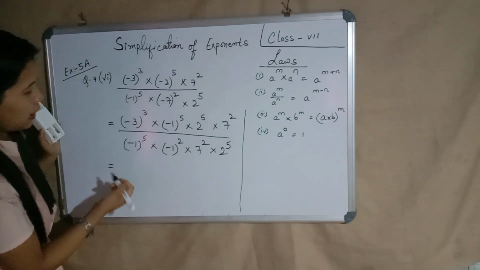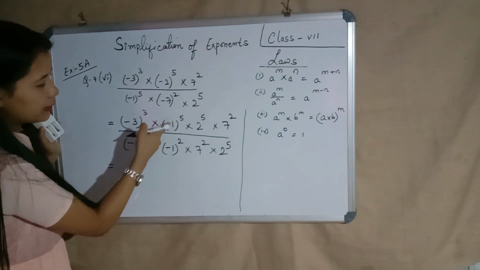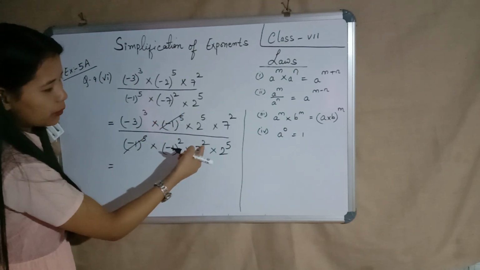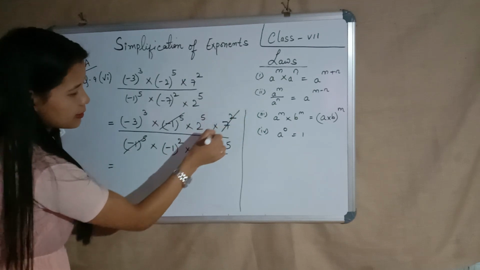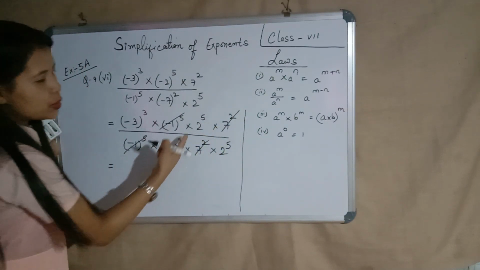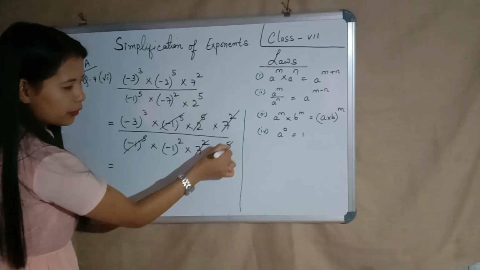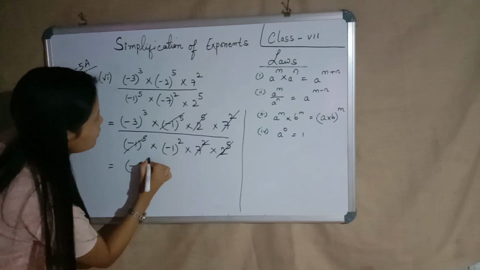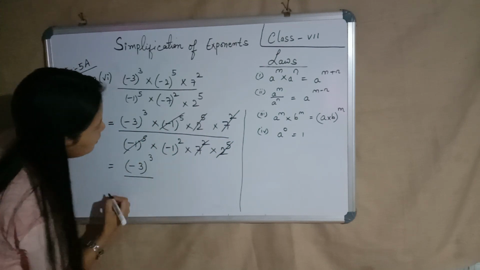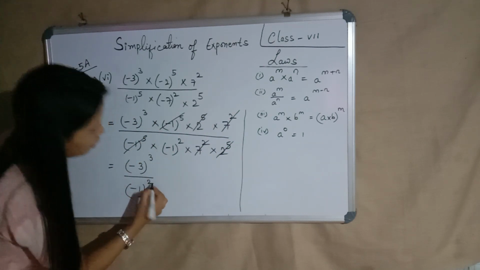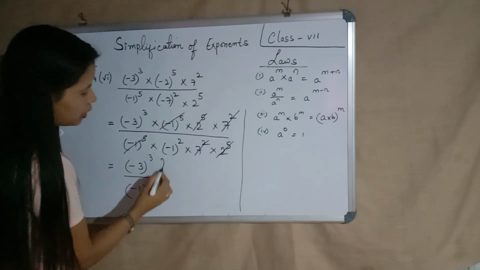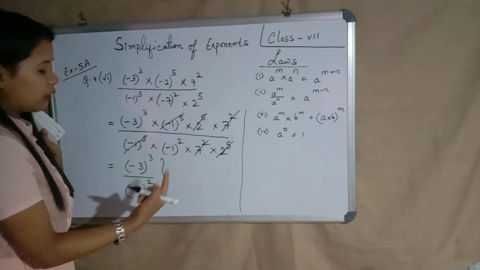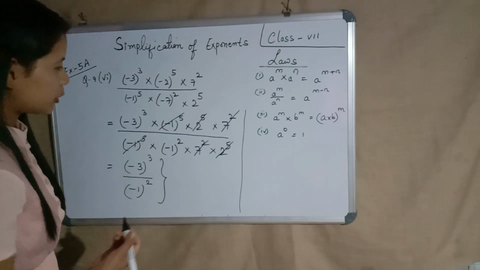So, this minus 1 raised to the power 5 and this minus 1 raised to the power 5 gets cancelled, okay? The 7 raised to the power 2, the 7 raised to the power 2 gets cancelled, okay? 2 raised to the power 5, 2 raised to the power 5 gets cancelled, okay? Now we are left with just minus 3 raised to the power 3 divided by minus 1 raised to the power 2, okay? So here we don't have any law where we can use that law and solve this, okay? So we'll do it in a normal way.